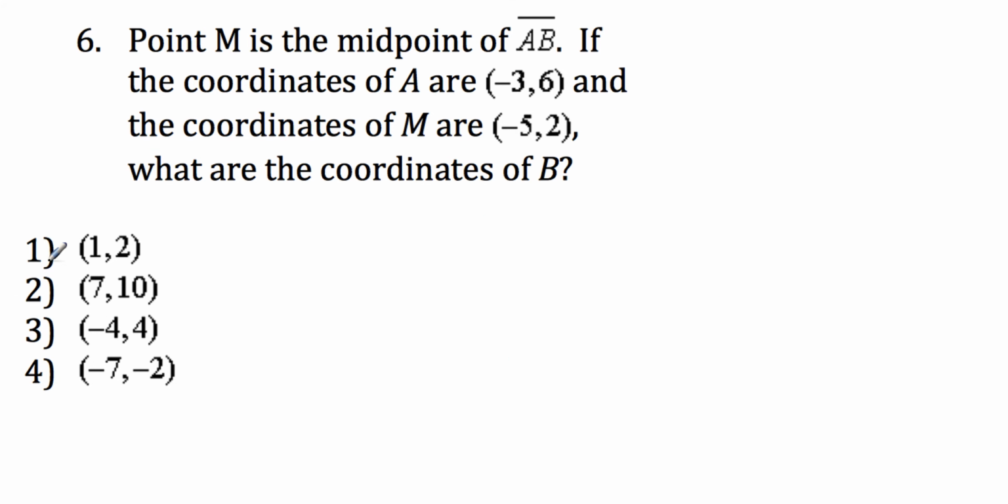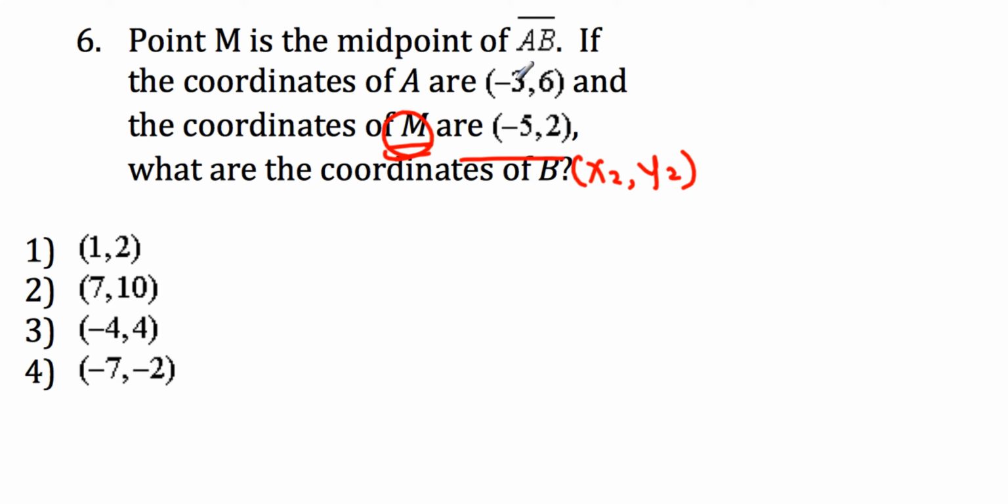All right, let's look at number 6. Point M is the midpoint of AB. The coordinates of A and B, okay, we don't have B, but we have M, the midpoint. What are the coordinates of B? Since I don't know what it is, let me call that x sub 2 and then y sub 2.